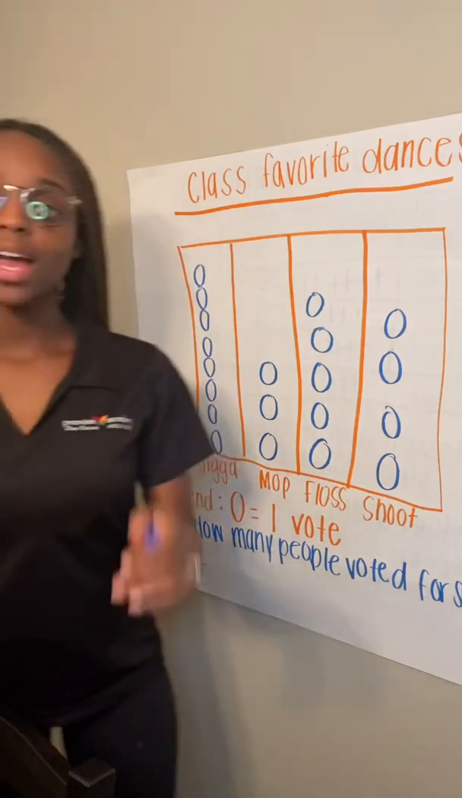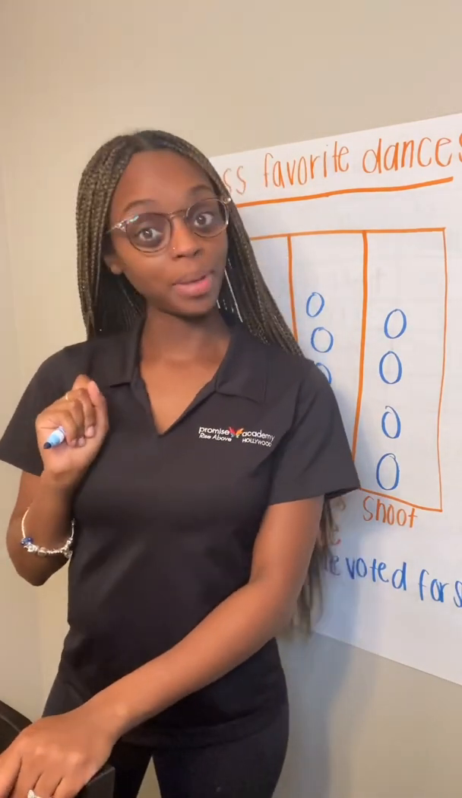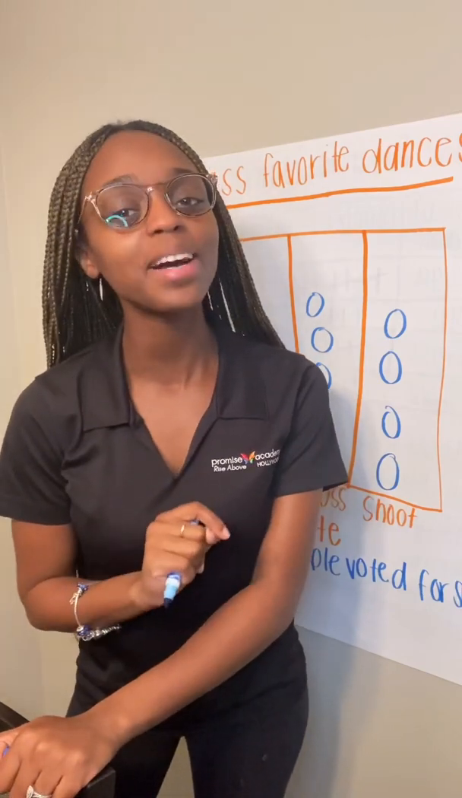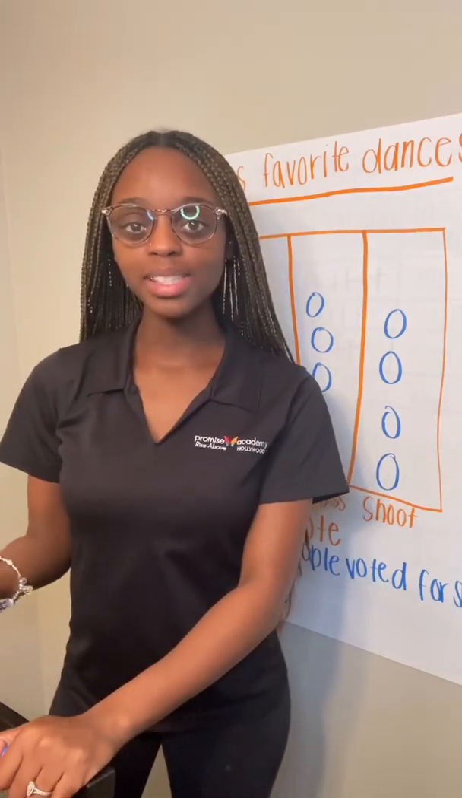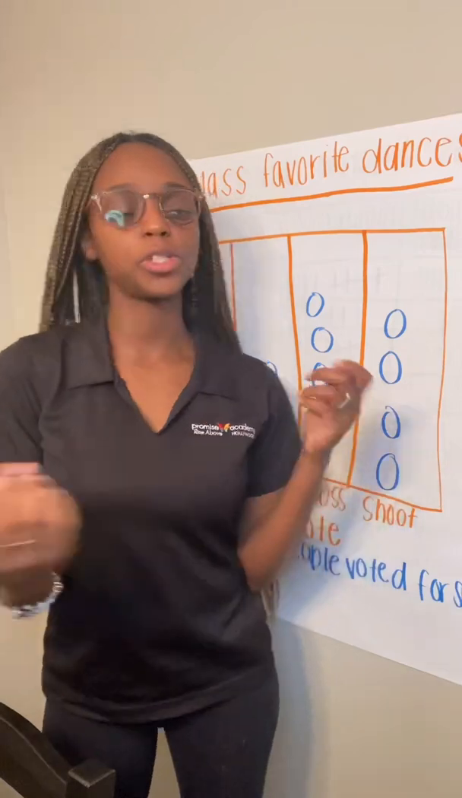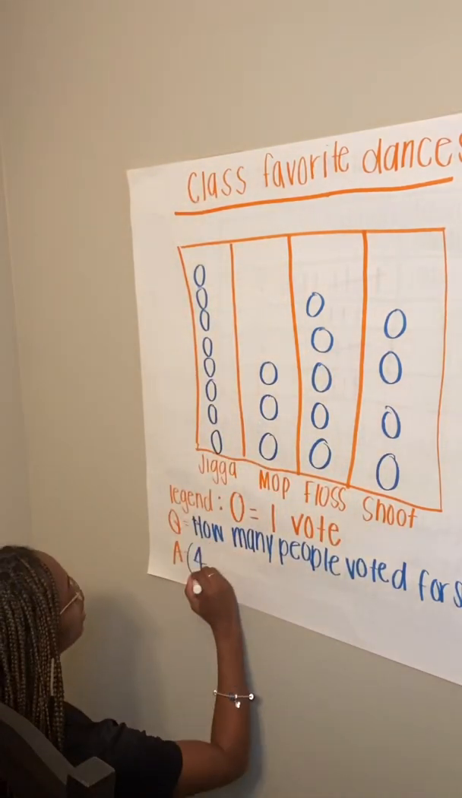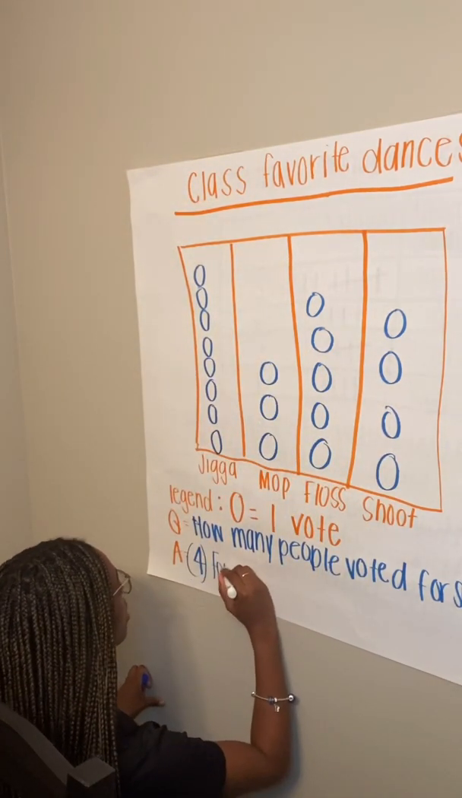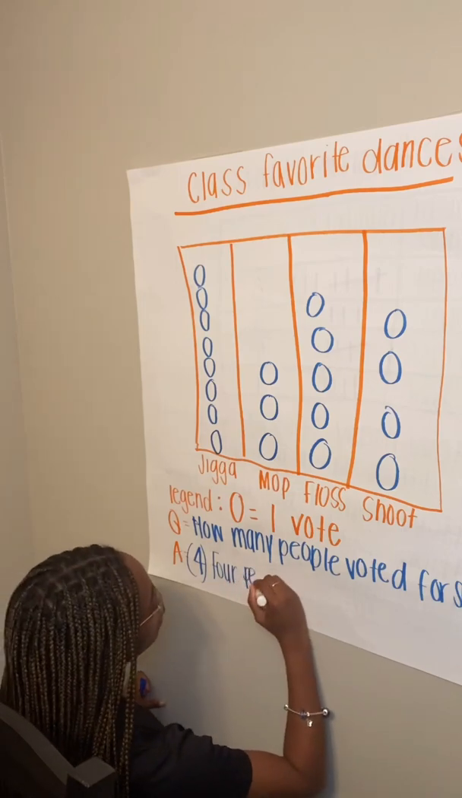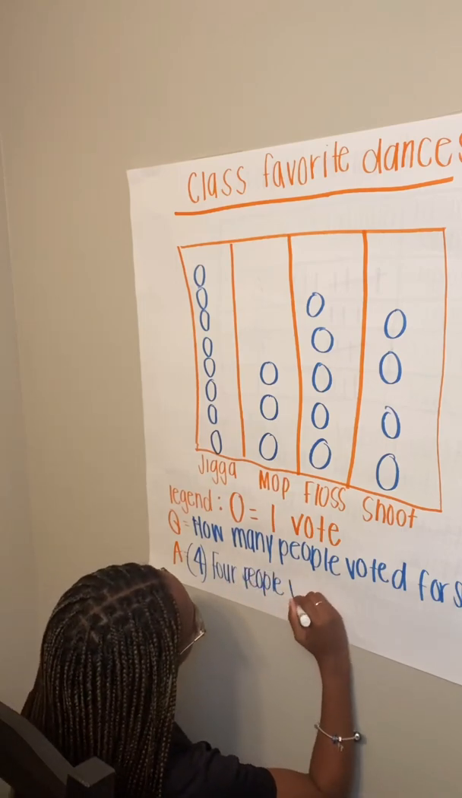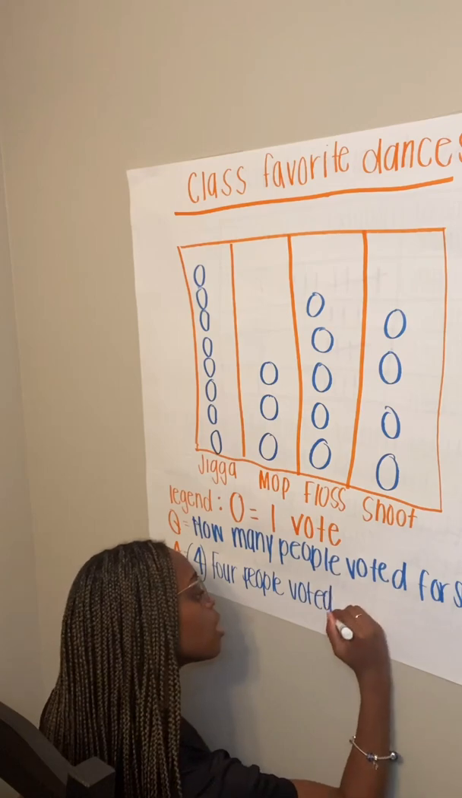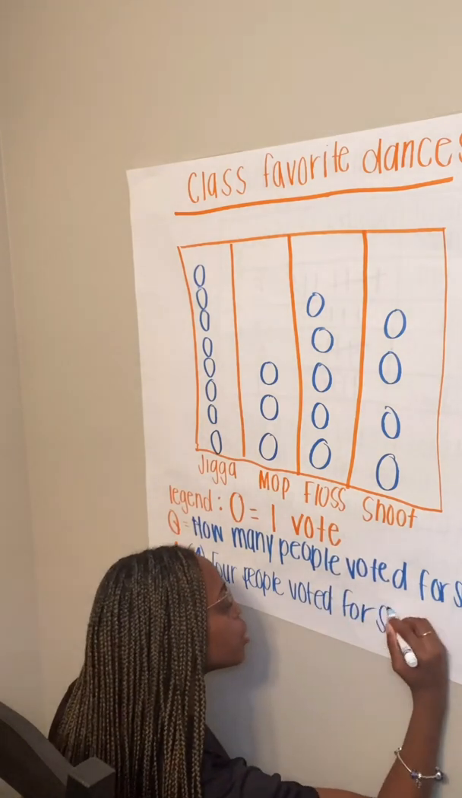Now, we could write 4, but you know in Miss Sims class, we write complete sentences. So you would say 4 people voted for Shoot. So we could say 4 people voted for Shoot.